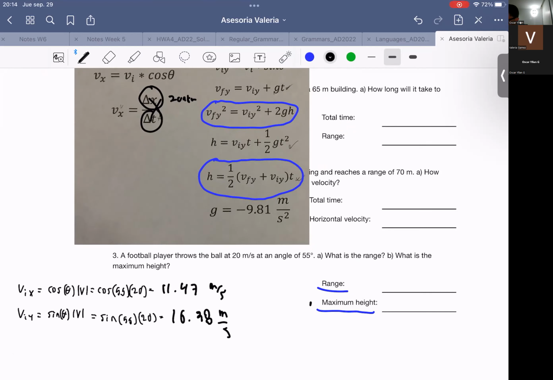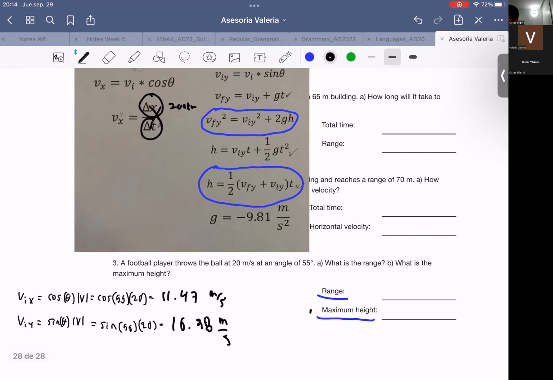Okay. Then, if you remember, we don't have the height. But do we have the final velocity in Y? Yes. What is the final velocity when it's at its maximum height? 0. Perfect. We have this one. Do we have the original velocity? Yes, we just calculated it.